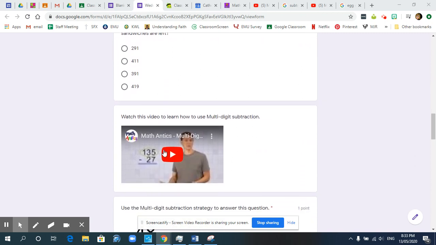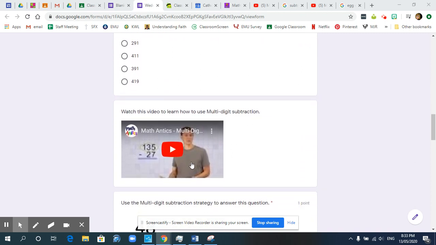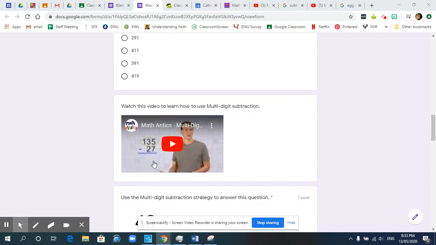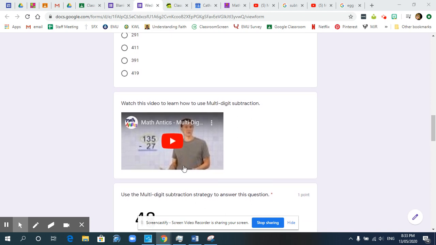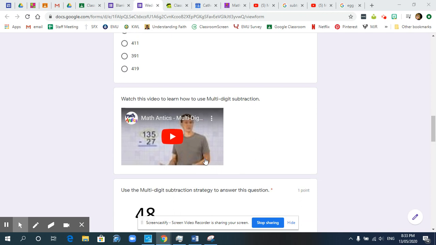Our second strategy for today is the multi-digit subtraction. And we've got our Math Antics man back to show us how to do that really easily. You may need to watch this video a couple of times to understand the regrouping or the borrowing factor of subtraction. It's a little bit different to addition, so I suggest you click in the bottom corner when you press play and go to YouTube and watch it as many times as you need to.